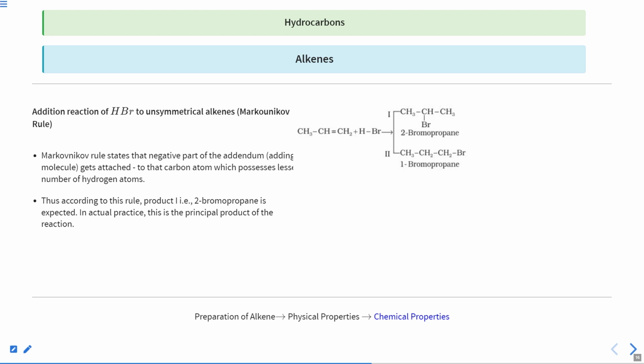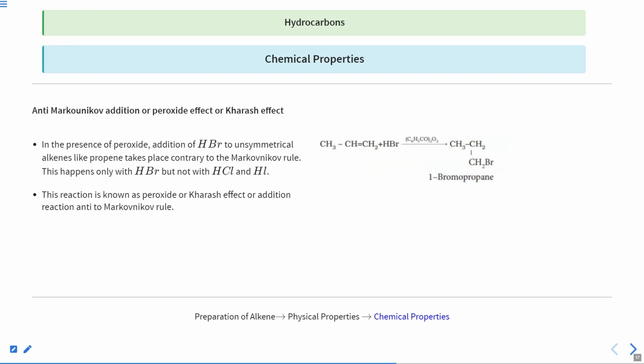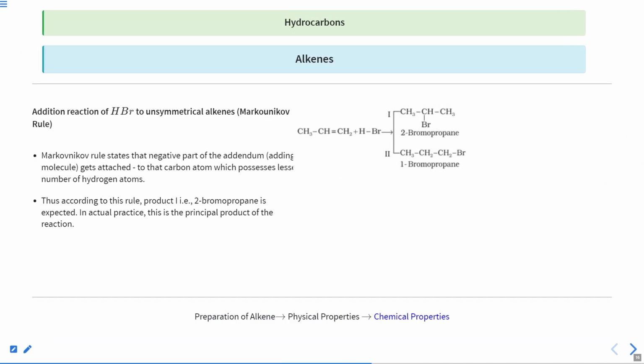If you are doing the CBSE exam and all, you don't have to worry much about the stability of carbocation. You just have to see which of the two doubly bonded carbons has the least number of hydrogen, and the bromine will go to that. Simple as that. But in actual principle, it involves the stability of carbocation, and then we can add it. Okay, clear? This is called the Markovnikov rule.